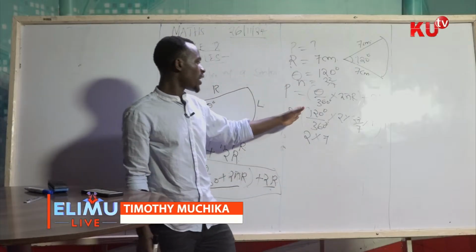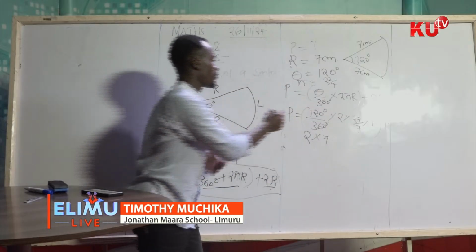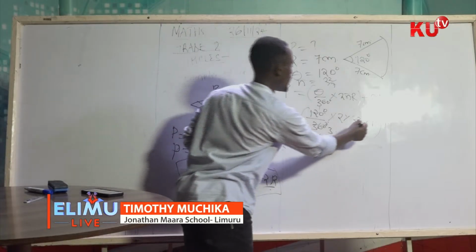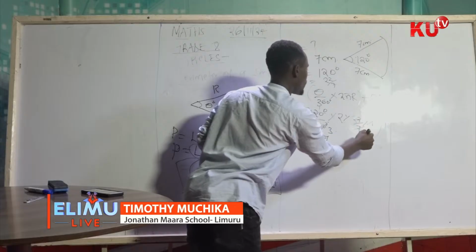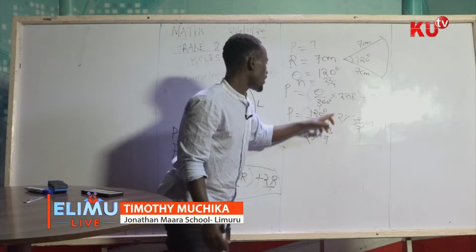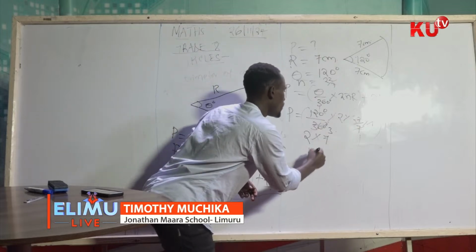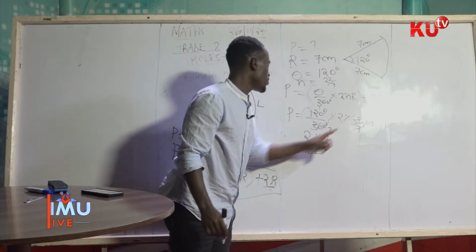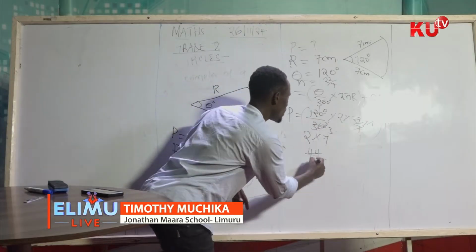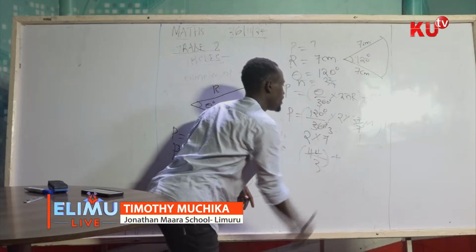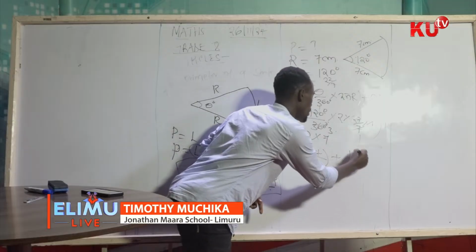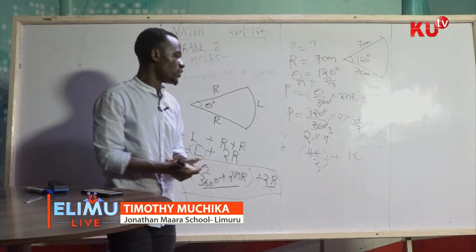So you work out the arc length first. 120 here 1, 360 here 3. 7 cancels 7, so the constituents now are 2 times 22 over 3. 2 by 22 gives you 44, over 3. Then you add this to 2r. 2 by 7 gives you 14.